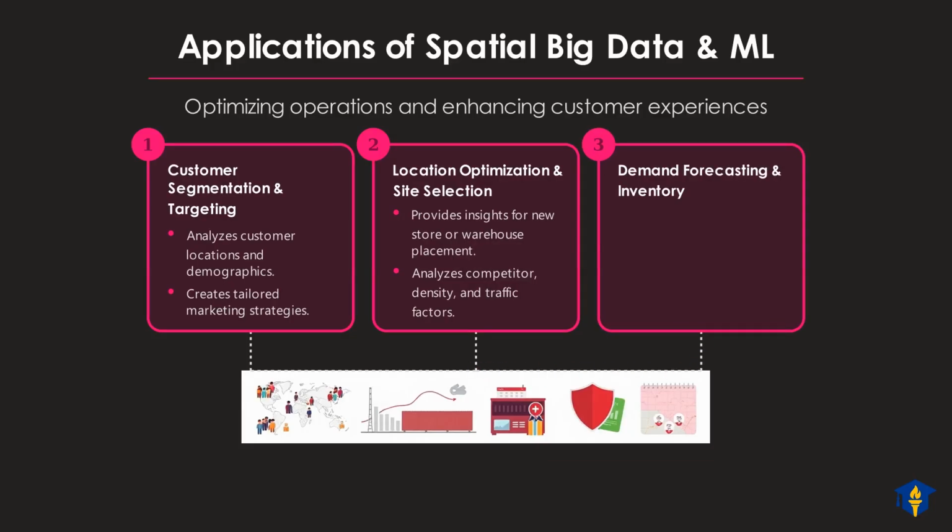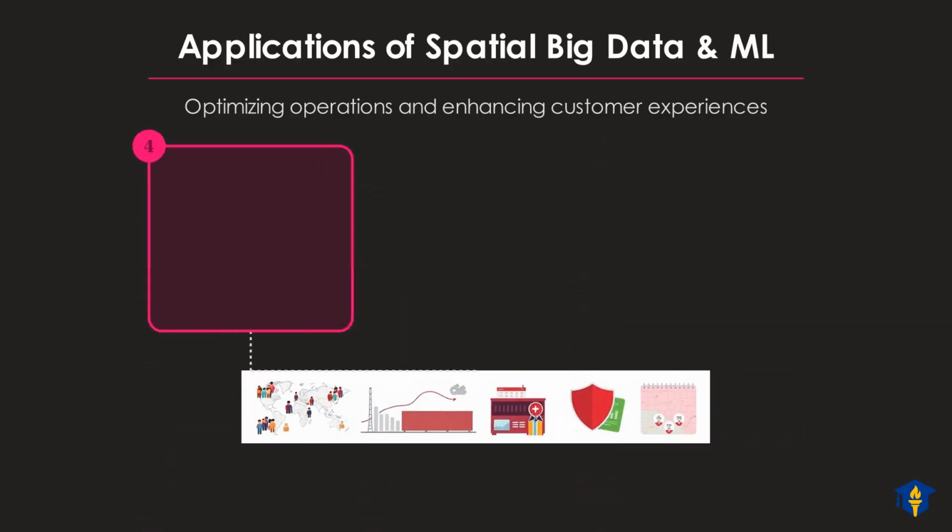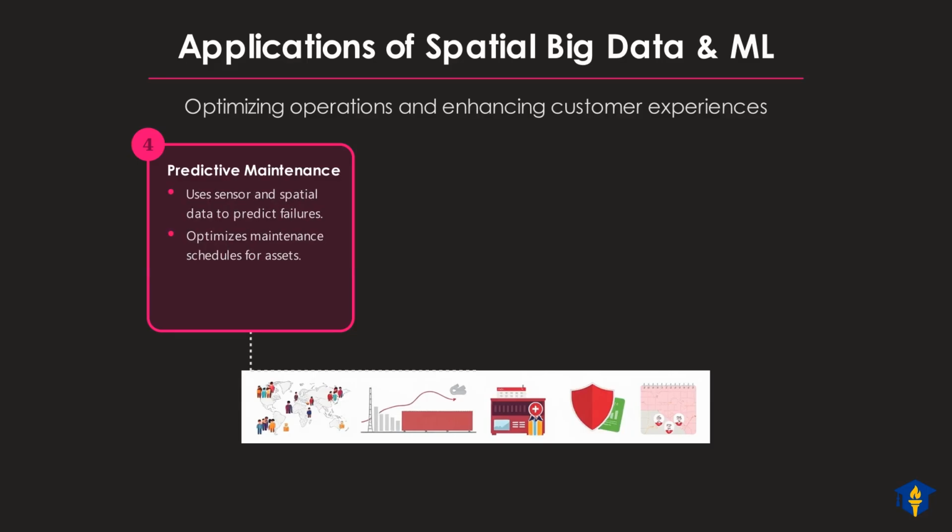Demand forecasting and inventory management ensure product availability and efficiency. This predicts demand based on sales history, weather, and other local variables effectively. It also optimizes inventory levels and streamlines supply chains to meet market needs. Predictive maintenance helps prevent equipment failures and operational disruptions. This uses sensor and spatial data to predict equipment failures before they occur.